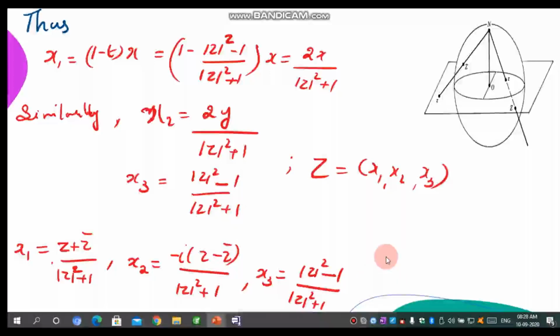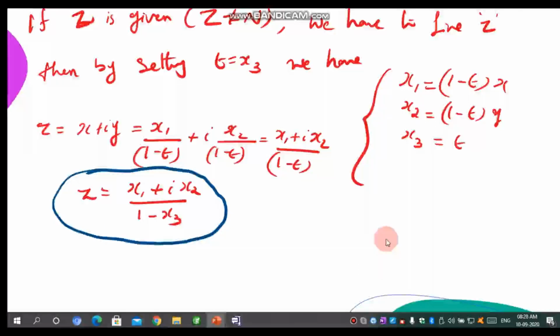Okay, so now if the point Z is given, suppose Z is not equal to N, and we wish to find out small z. How will you get it? You have to identify, let's suppose, t is equal to x3. Now you substitute here for all these values. So we have z is equal to x plus iy.